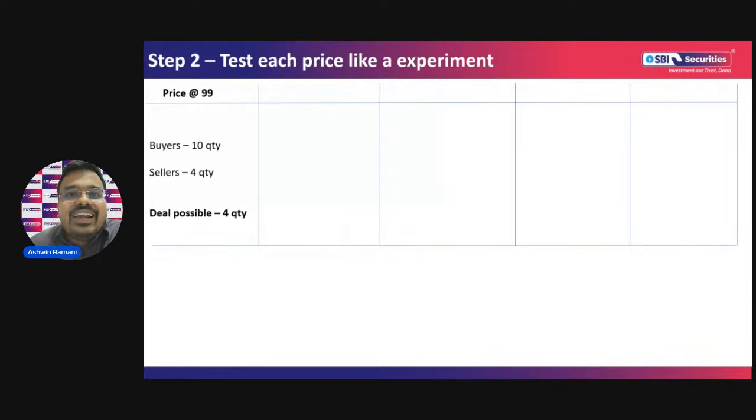Absolutely spot on. Great. Superb, guys. 444 is the right answer. Perfect. Now let's move to the next price.